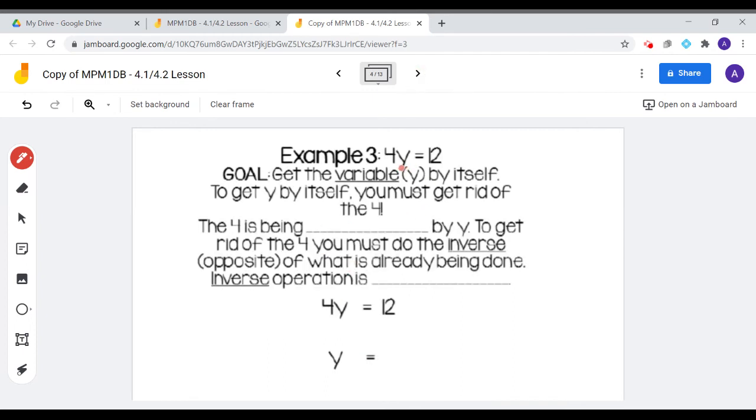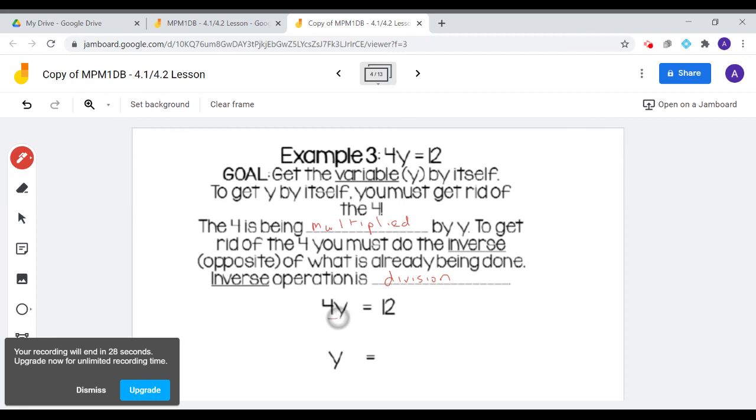We also can work with multiplication and division. So here we're trying to get y by itself. If I want to get y by itself, I need to get rid of the 4. The 4 is being multiplied by y. So if I want to get rid of the 4, I have to do the opposite, or the inverse of what's already being done. The inverse of multiplying is division. So the opposite of multiplying by 4 is dividing by 4.